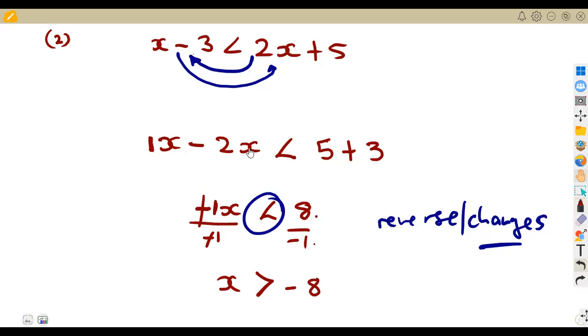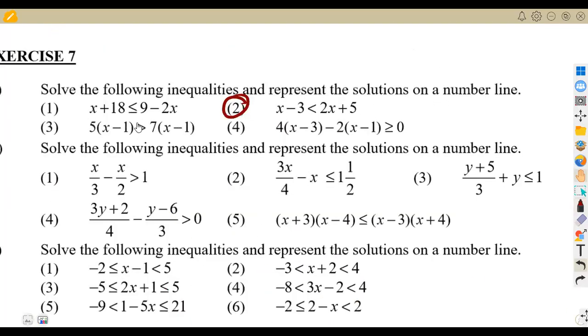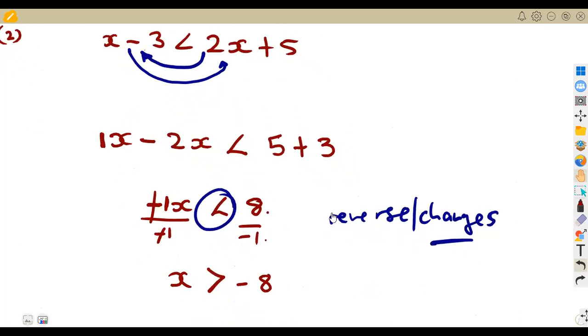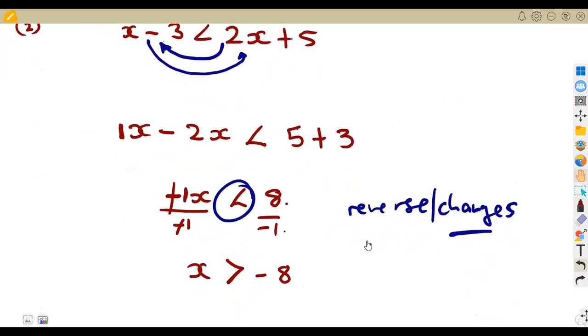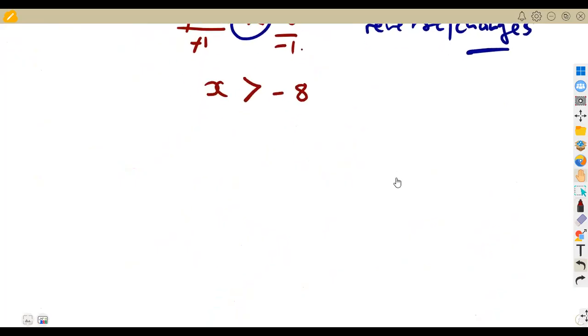All right. Take note, the question was not just to solve. They also want us to represent on the number line. I forgot to do that on the first question. Let us do it on this one. Remember, we talked about the number line on the introduction.